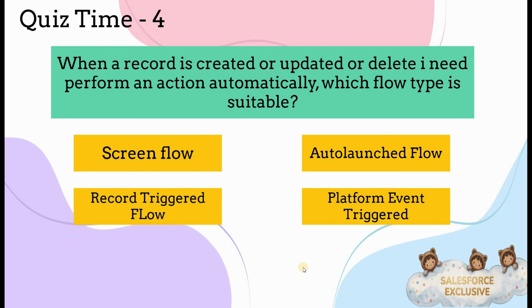When a record is created or updated or deleted, I need to perform an action automatically. Which flow type is suitable? Screen flow, Autolaunched flow, record trigger flow, platform event trigger flow. Record trigger flow. So record trigger flows are meant to do this kind of use cases. When a record is created, updated, deleted, we can call a record trigger flow to perform our logic as per the use cases.